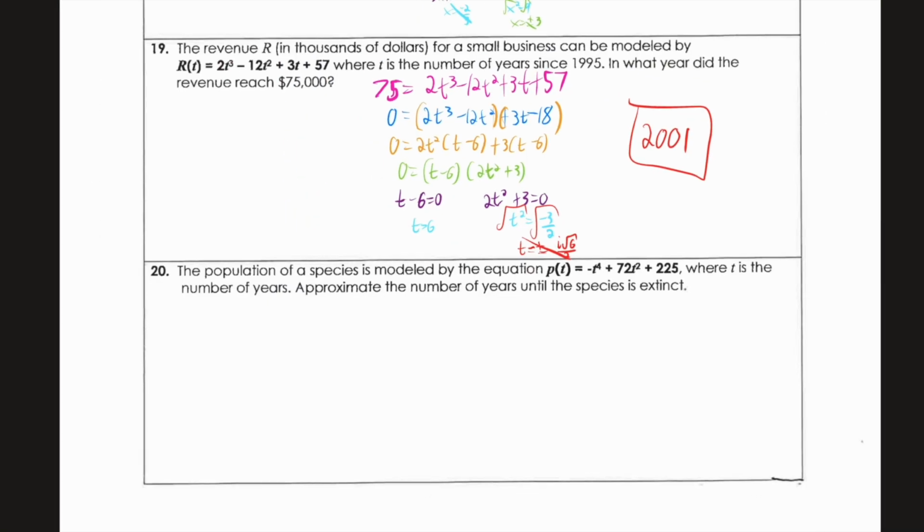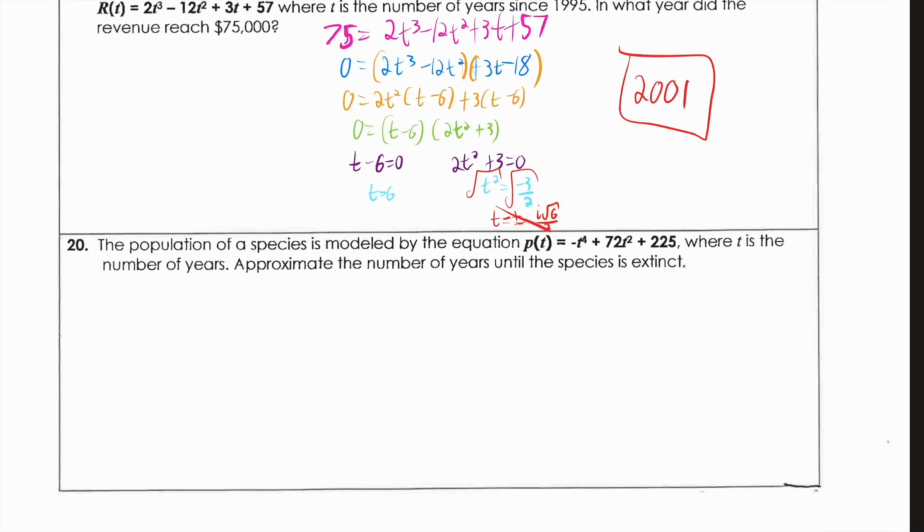Number 20 here to wrap up this lesson. The population of a species is modeled by the following equation, where t is the number of years, and this P would be representing the population at that time. Approximate the number of years until the species is extinct. Well, if it's extinct, how big is the population? Well, that would be 0 for the population. So we replace P of t, that entire left-hand side, with 0. So 0 would equal negative t to the 4th plus 72t squared plus 225.